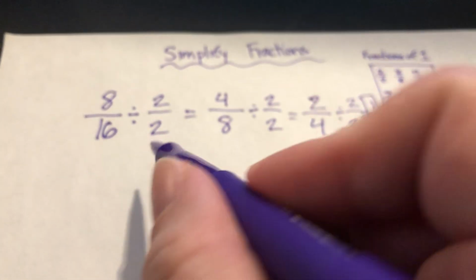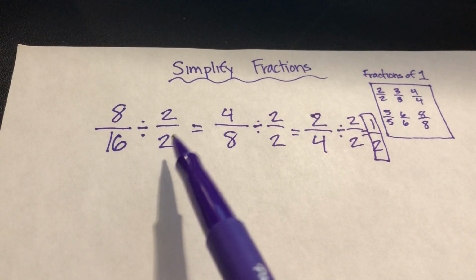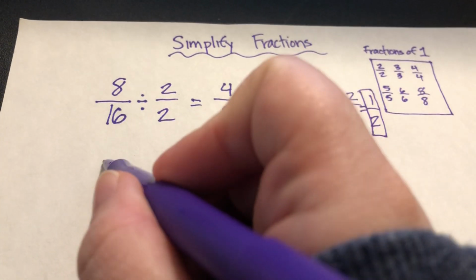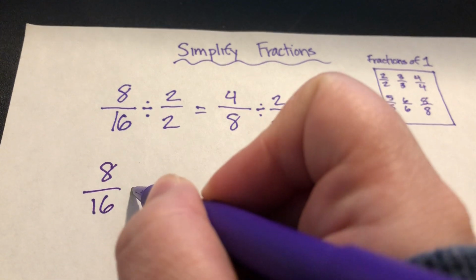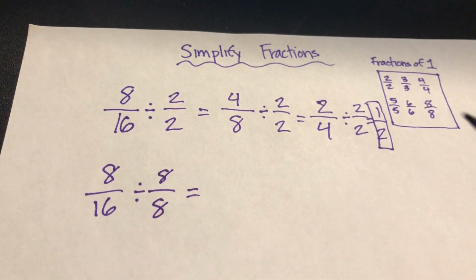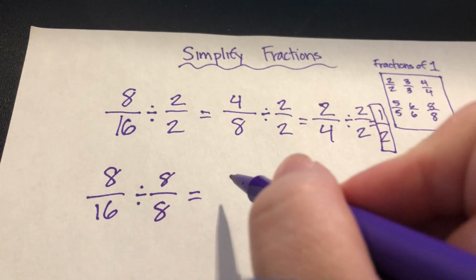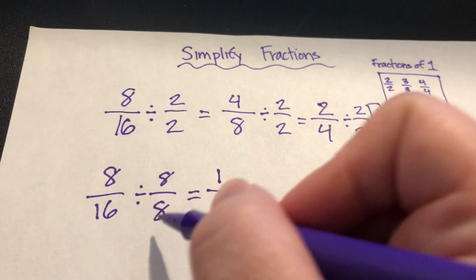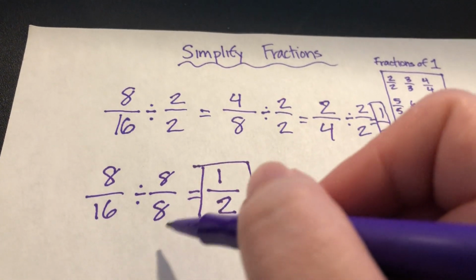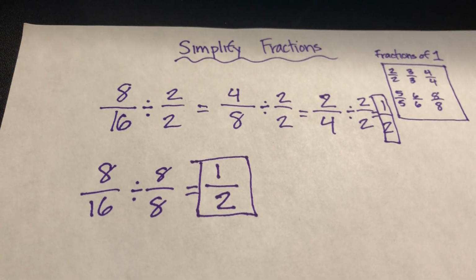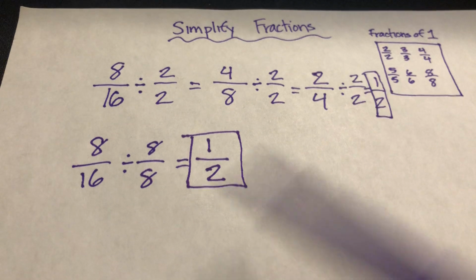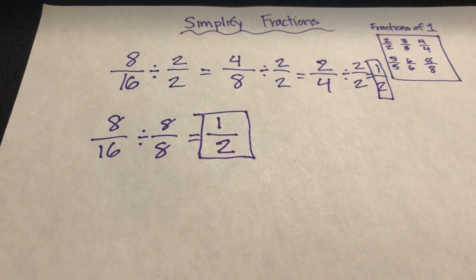Okay, now let me make this a little bit simpler. You see how I divided by 2/2, and then again by 2/2, and then again by 2/2. I could also do 8/16 divided by 8/8. That way 8 divided by 8 is 1, and 16 divided by 8 is 2. So you see how when I divided by 8/8, that was a lot more efficient than dividing by 2, and then again by 2, and again by 2. Both are right ways. This is just the more efficient way, okay?